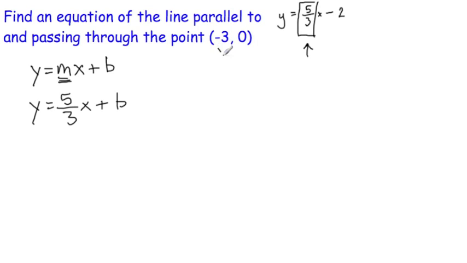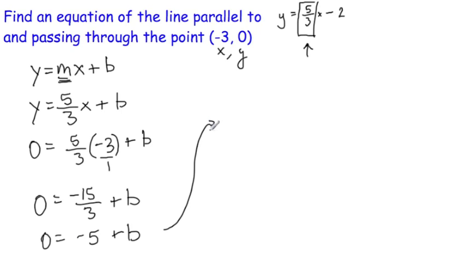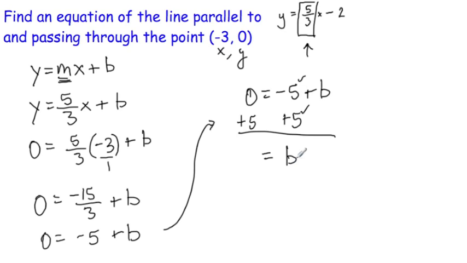And now we're just going to take our point, x, comma, y, and plug it in. Y is 0, so I put in 0. X is negative 3, so I put in negative 3. And I solve. Let's put that over 1 so we can multiply. That's going to be negative 15 over 3 plus b. 3 goes into 15 5 times, but it's negative, plus b. I'm going to take this up here. And the opposite of negative 5 is positive 5. So we add it to both sides of the equal sign. B equals 5.